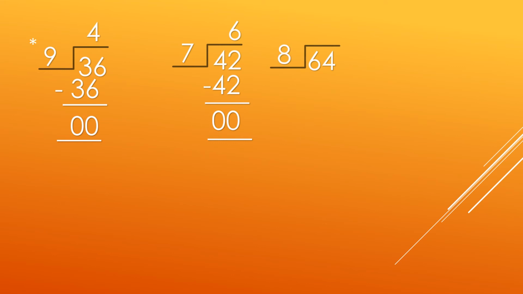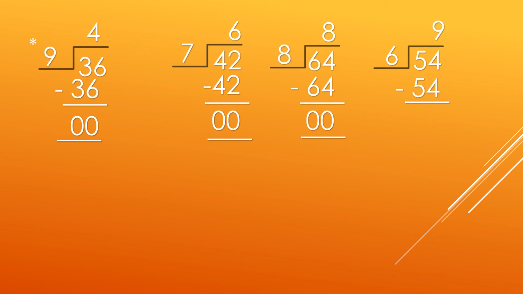Let's divide 64 by 8. Tell the 8 times table till you reach 64. 8 8s are 64. So when you subtract 64 minus 64, you get the answer as 0. 54 divided by 6, you tell your tables. Correct, it is 9 6s are 54. So when you subtract, you get the answer 0 once again.